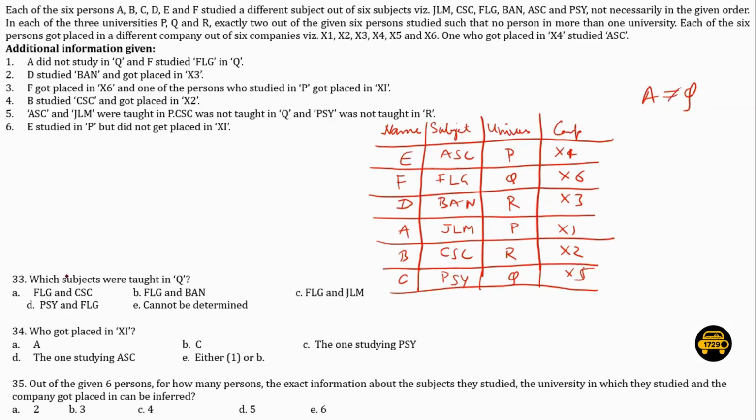So the first question is which subjects were taught in Q? The answer is FLG and PSY. So option D. Now who got placed in X1? A got placed in X1. So option A. And out of these given 6 persons, for how many of the persons can the exact information about the subjects, university, and company be inferred? We can get to know about all the 6 people. So the answer is option E.